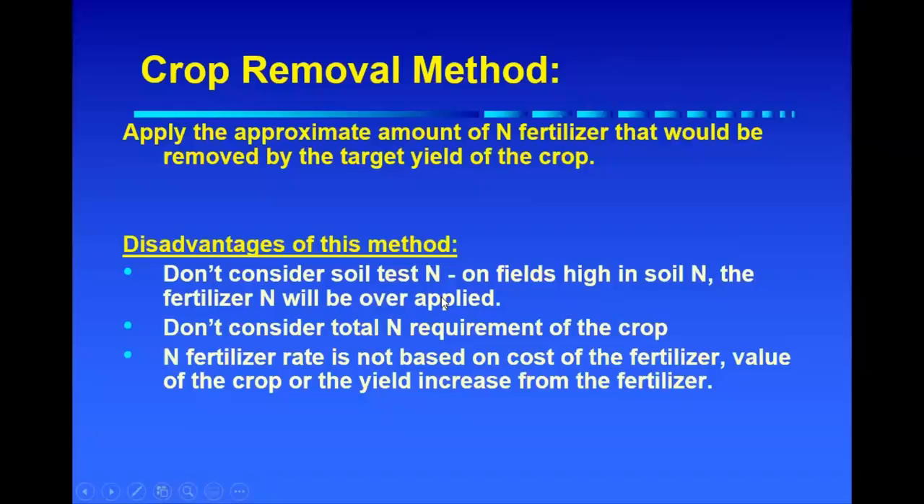It doesn't consider the soil test nitrogen. You might have higher levels of nitrogen in the field, so you don't need to put that much. Or you might have very low nitrogen levels, and if you don't consider the total nitrogen requirements of a crop, not just what's going to be removed, that's not going to be good. And by doing this, the nitrogen fertilizer rate is not based on the cost of the fertilizer or the value of the crop. So it's really a flawed method, but down the road, we may be forced to do this because of the lack of wisdom by the Minister of Alberta Agriculture.